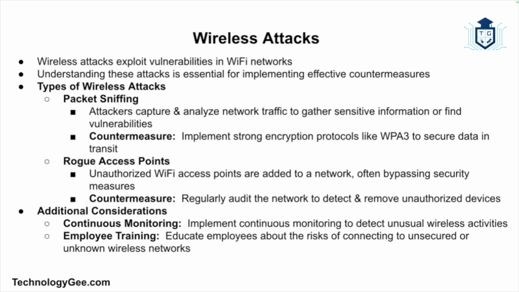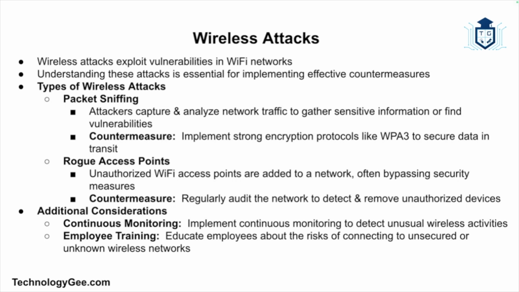All right, next we're going to talk about various wireless attacks. Wireless attacks exploit vulnerabilities in Wi-Fi networks, and understanding the various types of wireless attacks can help in implementing effective countermeasures. Here are some specific attacks that you need to be aware of. The first one is called packet sniffing. Attackers capture and analyze network traffic to gather information or find vulnerabilities. The countermeasure is to use strong encryption protocols like WPA3.